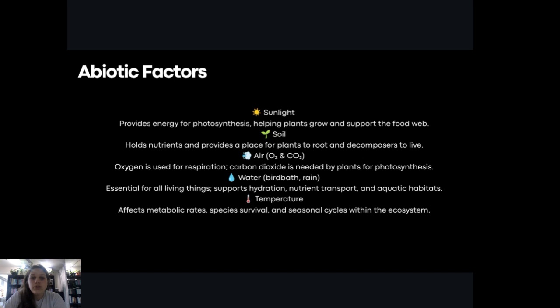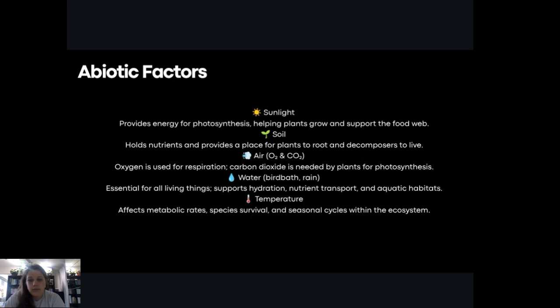Soil, which holds nutrients and provides a place for plants to root and decomposers to live. Air, or O2 and CO2, which includes oxygen for the animals and carbon dioxide for the plants. It's used for respiration. Carbon dioxide is needed by plants for photosynthesis.